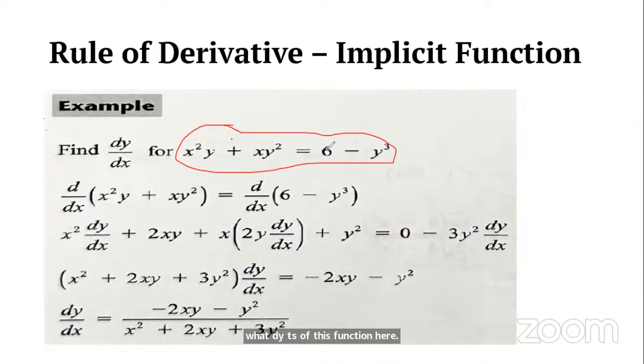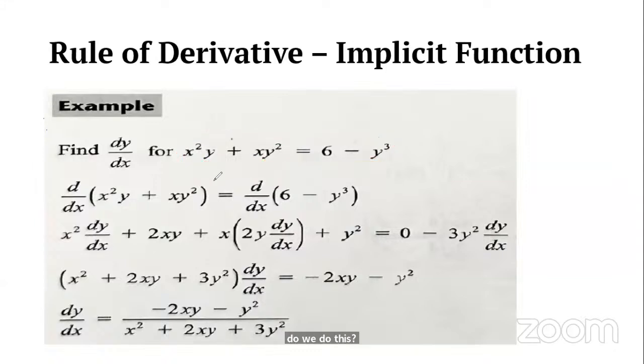For an implicit function, we have s and y inside the same function. So you can see here that we have s here, we have s here, and we have y. And here too we have s, and we have y as well, and we have y here. So this is an example of an implicit function. How do we do this?